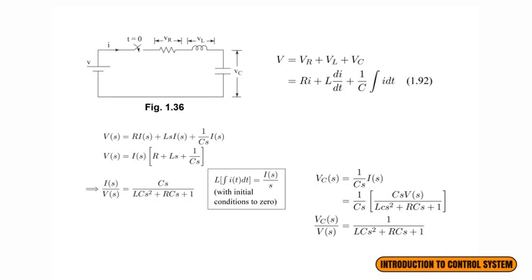If the initial conditions are zero, it means there is no charge in the capacitor and no current through the inductor at t equal to zero. There is no energy stored in the resistor, that's why we need not bother about it. There is no energy at t equal to zero in these two energy storing elements, so the initial condition is zero.